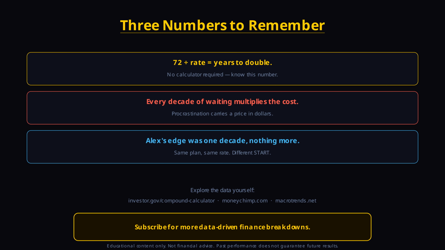And Alex and Brian, they had the same strategy, the same rate of return, the same retirement age. The only variable was when they started. The mathematics of compound interest doesn't reward intelligence, or discipline, or sacrifice.